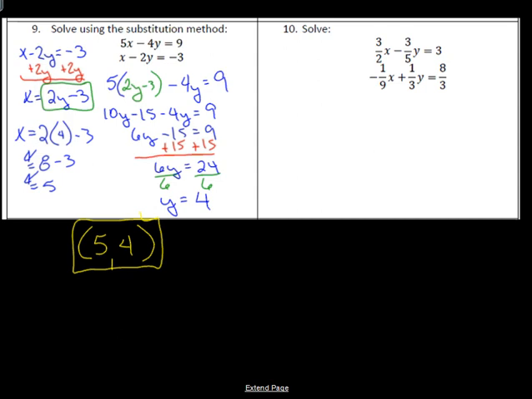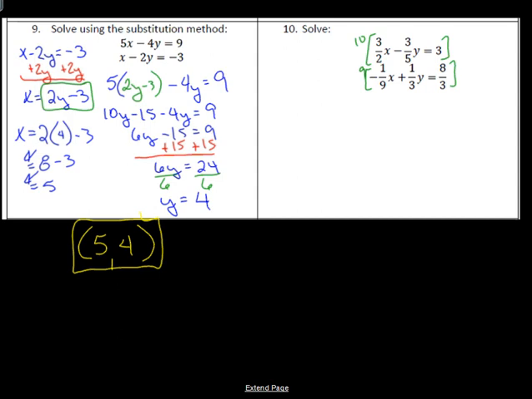Now in problem number 10, we can use substitution, we could use elimination, any process that we choose to use. I'm going to go through and first get rid of the fractions so we don't have to look at them. So I'm going to do so by multiplying my top one here by 10, and I'm going to multiply the bottom one here by 9, and that will clear our fractions out of the way.